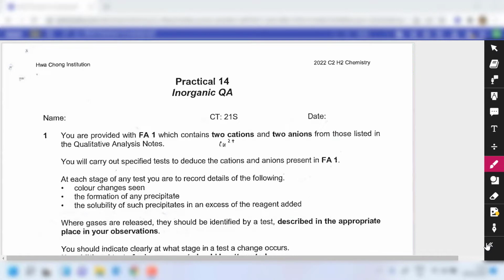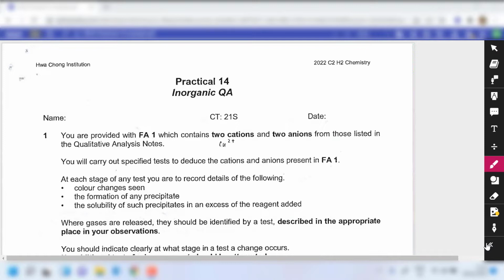Hello students, we are going to review practical 14. As I mentioned during tutorials, we're going to do it in a slightly different format, partly due to time constraint and also partly to give you a little bit of time to think through some of the experiments which you have done, and then think about what are the potential mistakes that you could have made.